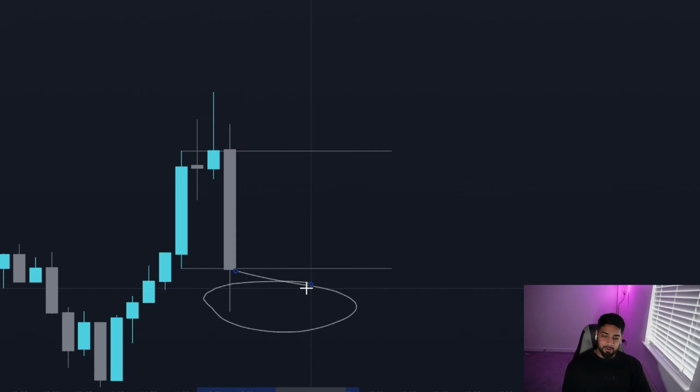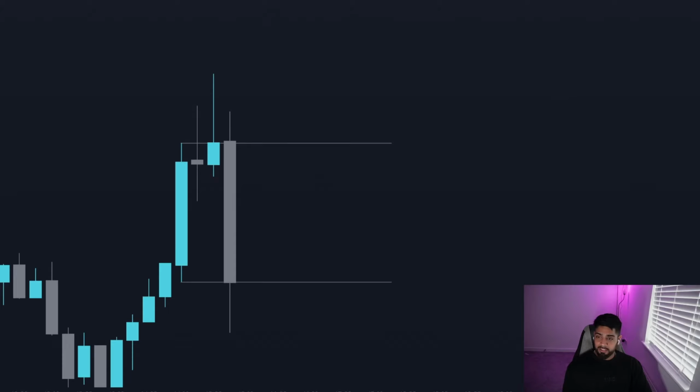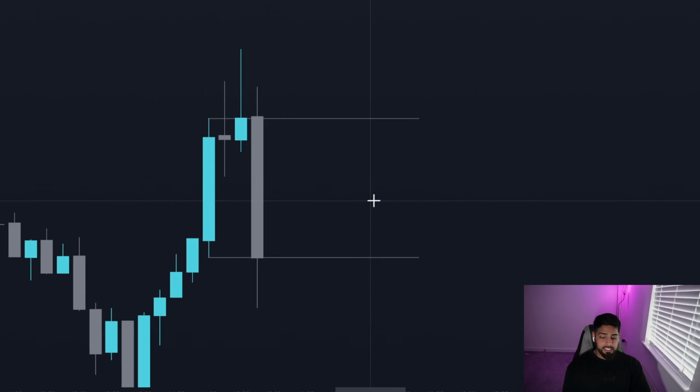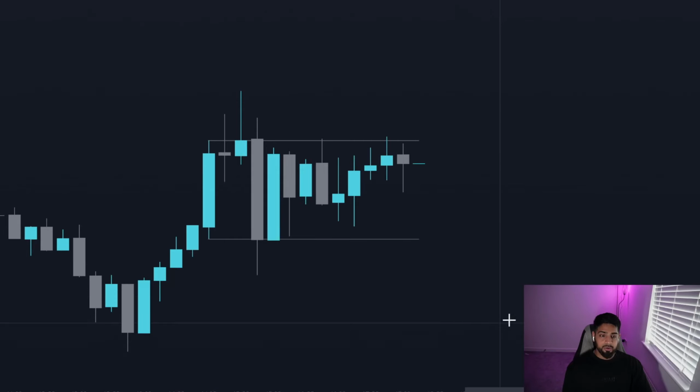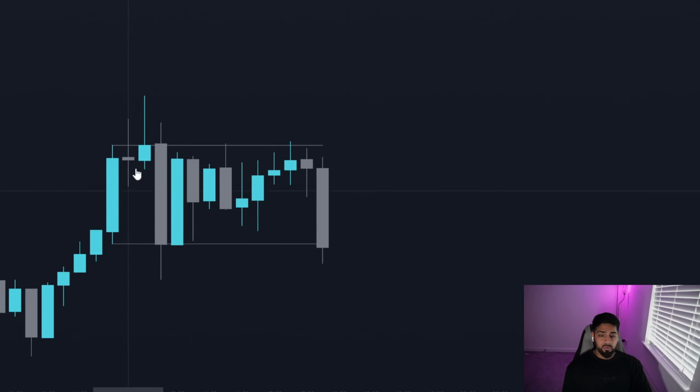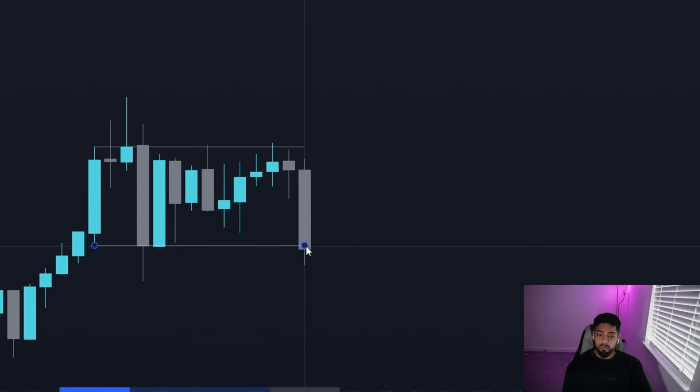We've now taken out the liquidity to the downside, but we haven't closed outside of this range yet. So we're still sitting on our hands and we're waiting for price to give us an indication by breaking out with a body closure. Now I'm going to play price on and we can see for quite a while, we stay inside of this opening range. We haven't broken out, and what we want to see is a breakout to the downside.